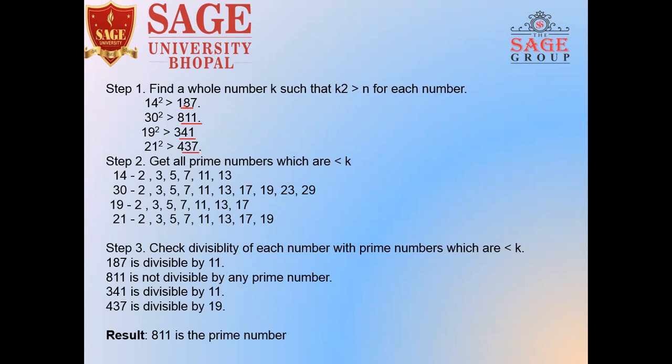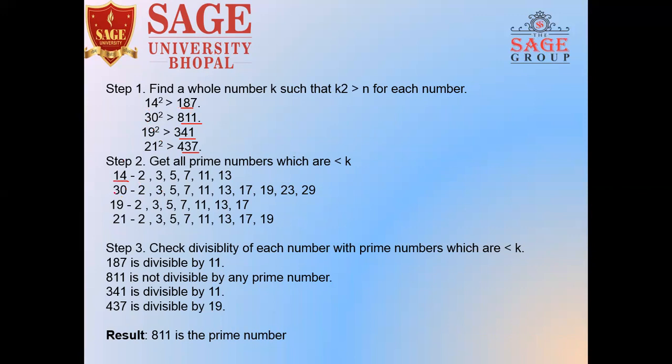Find the nearest greater square root of 187, which is 14, another is 30, another is 19 for 341, and 21 for 437. Once you find the square root greater than the number, under the second step, suppose the first is 14. Find all the prime numbers less than 14, which are 2, 3, 5, 7, 11, 13.